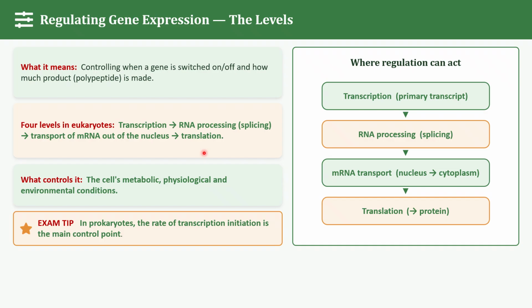See this diagram, you can see the DNA is transcribed and it forms the primary transcript, right? From there RNA processing takes place and splicing also takes place, and then mature mRNA is formed and it is transported from the nucleus to the cytoplasm. The last process is translation, where a protein or a polypeptide is formed.